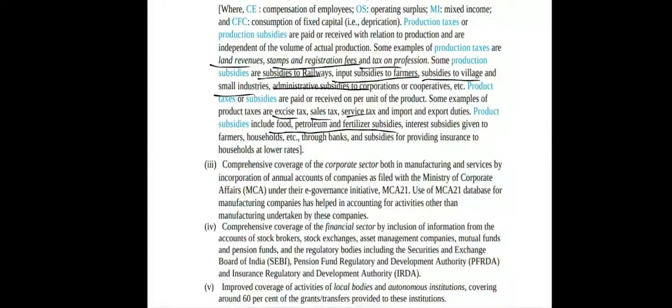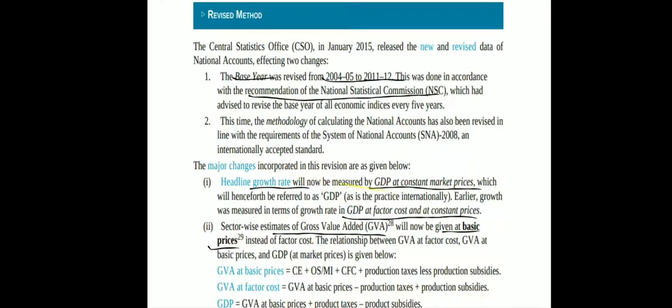Maybe you want to produce an essential food item, or there are input subsidies given to farmers, or you are involved in manufacturing or trading of, say, fertilizers or pesticides. You get subsidies from the government. Those subsidies, the input subsidies to farmers, villages, small industries, and administrative subsidies to corporations or cooperatives, all these production subsidies would be reduced from the production taxes, and the value would be added to give the GVA at basic prices. This gives us the gross value added at basic prices. And what is gross value added? It is the total cost of factors that are used to produce a good or a service.